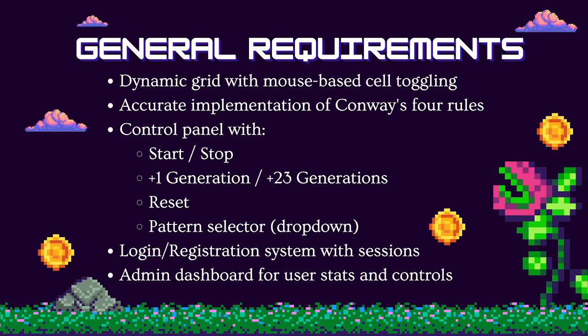So the requirements for our project were to create a dynamic grid with mouse-based cell toggling, and an accurate implementation of Conway's 4 rules that you will see later on the actual website, and control panels with start, stop, plus 1 generation, plus 23 generations, a reset button, and a pattern selector that will have a dropdown, and then a login registration system with sessions, and an admin dashboard for user stats and controls.